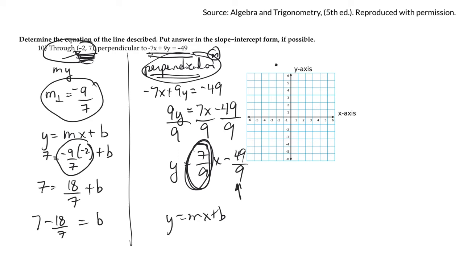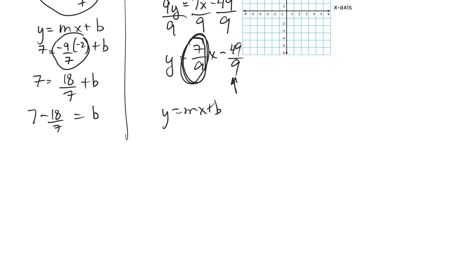And then I'll subtract 18 sevenths on both sides to get the b by itself. And then 7 is the same thing as 49 over 7. You could do this on your calculator too. Equals b, so when you subtract that, I think that gives you 31 over 7. That's the y-intercept.